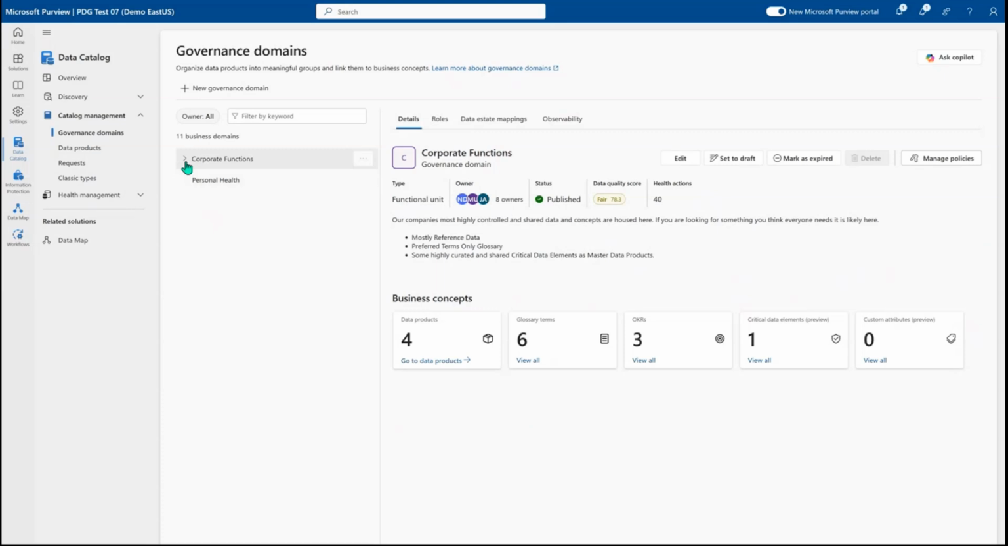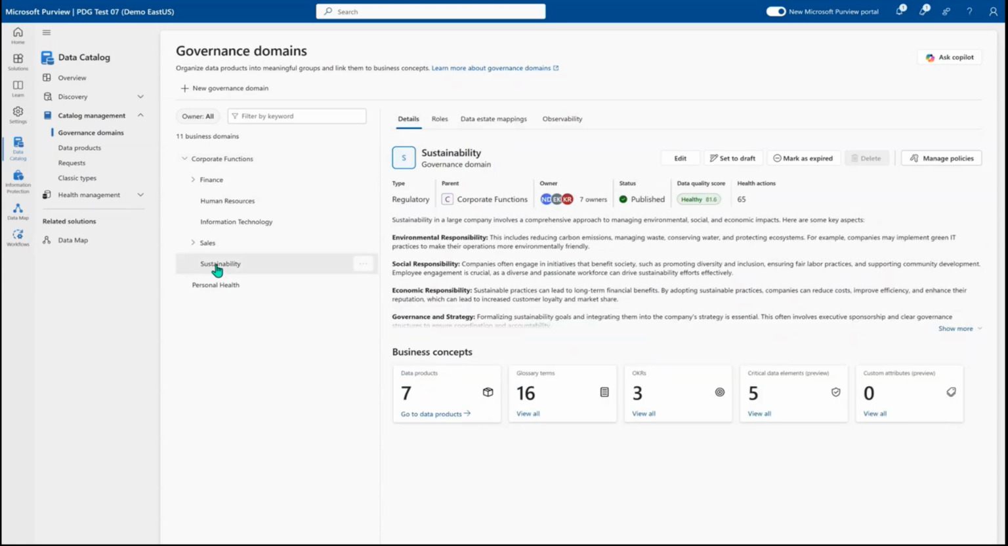Starting with the governance domain, we have the ability to create a hierarchy of domains and establish how these domains work with each other to govern your data estate. So as we look at the sustainability domain, we can see that we have different types of domains, such as regulatory domains, line of business domains, functional unit domains like sales and human resources, or data domains like customer or product. And the intent of the governance domain is to establish the accountability for who owns the data and who's going to be responsible for ensuring it's appropriately governed.